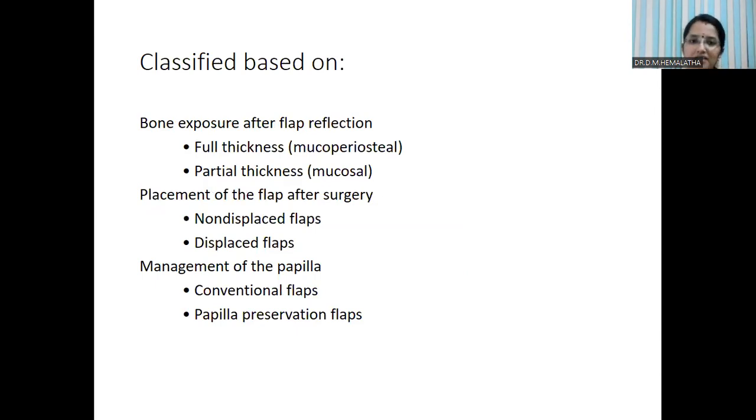Coming on to the classification as such, the flaps are classified into various types based on 3 major categories. They are based on the bone exposure after flap reflection, based on the placement of flap after surgery, and based on the management of papilla. So as you can see, based on the exposure, it can be a full thickness or a partial thickness flap. Based on the placement, it can be an undisplaced or a displaced flap. And based on the management of papilla, it can be a conventional flap or a papilla preservation flap.